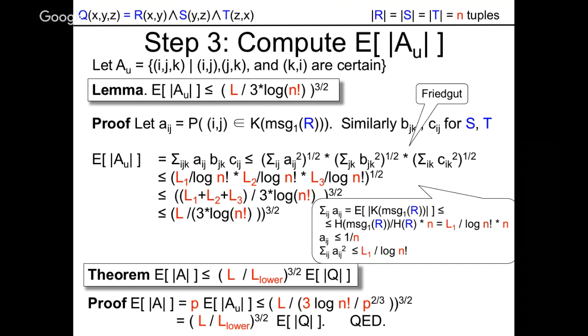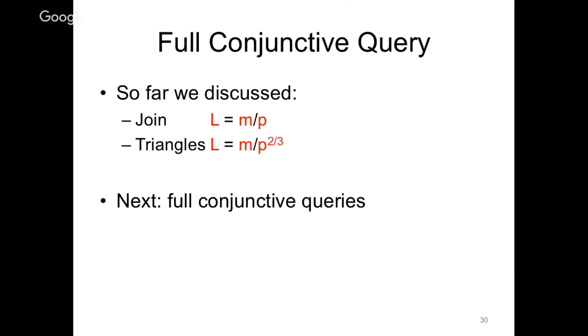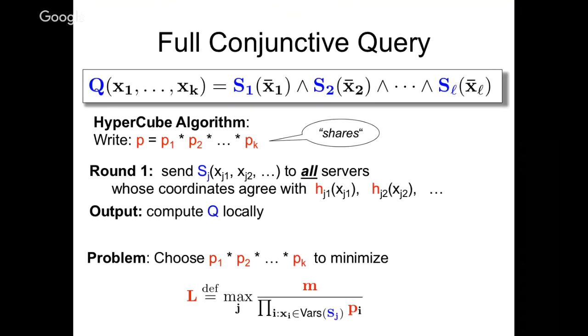Now you can stop reading email, because now I'm going to show you how this extends to general queries. So far, we only discussed joins and triangles, and we understood that these are the optimal bounds for computing joins and triangles. Let's see what the optimal bound is for arbitrary full conjunctive queries. So the full conjunctive query looks like this. It is a conjunction of L atoms, S1 up to SL.